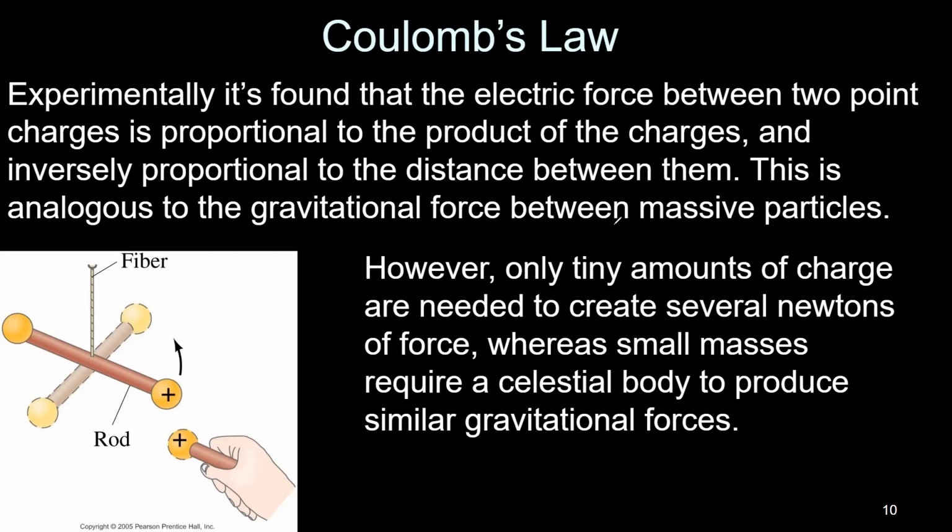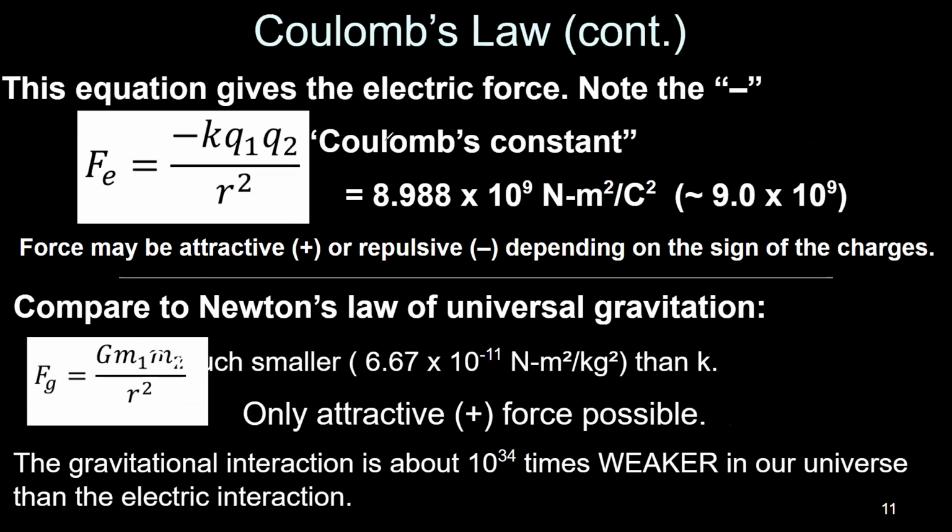Normally, since the distance between electrons is just tiny, you really don't need much charge to create visible amounts of force. It really takes a few nanocoulombs to create several newtons of force. And small masses, as in gravity, require a huge celestial body to produce similar gravitational forces, just because of that perspective of distance. So this is your formula.